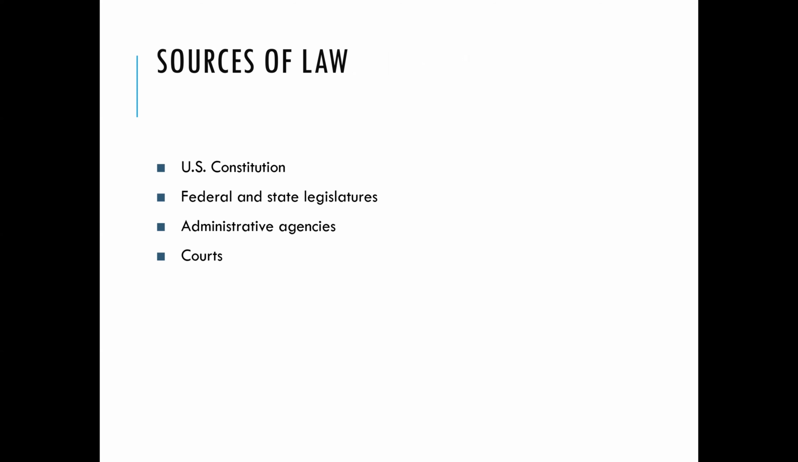So what are the sources of law? Well, there's a variety of them. We'll start with the U.S. Constitution. The Constitution establishes 3 branches of government: executive, legislative, and judicial. Each branch has specified powers that are designed to equalize power among those 3 to provide a system of checks and balances. So that's one source of law.